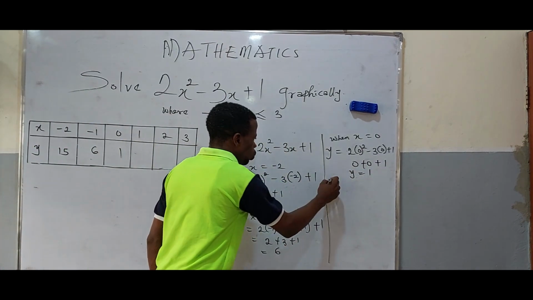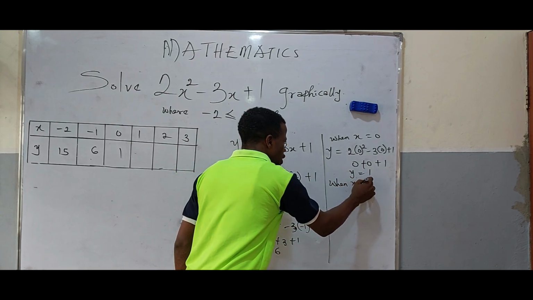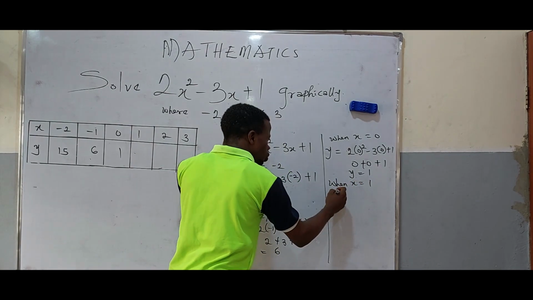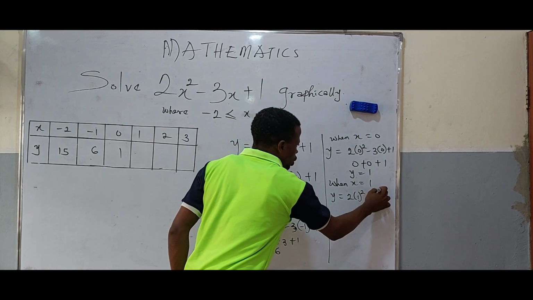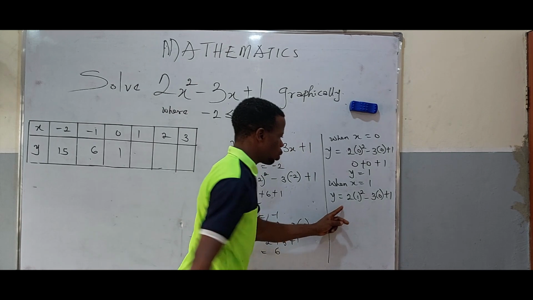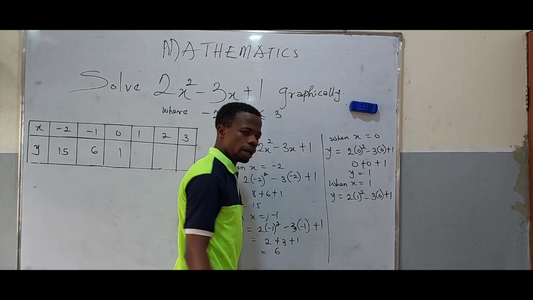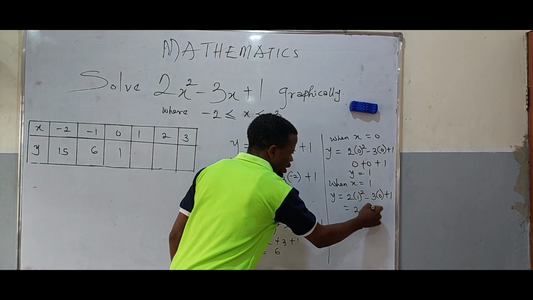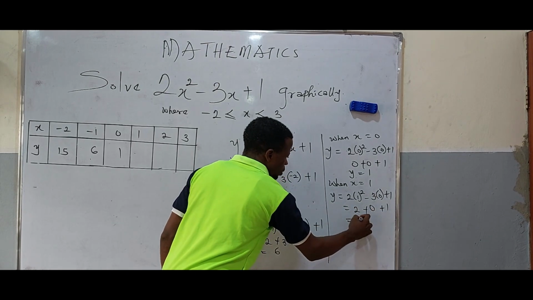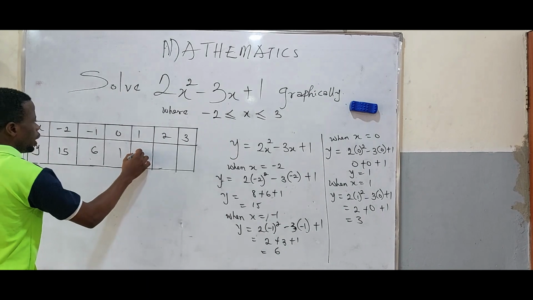What happens when our x is equal to 1? So we are going to have y equal to 2 open bracket 1 all squared, minus 3 open bracket 1, plus 1. What do we have here? 1 raised to the power 2 is 1, times 2, we have 2. Minus 3 times 1 is minus 3, then plus 1, everything becomes 0. Good. So we have 0 here.